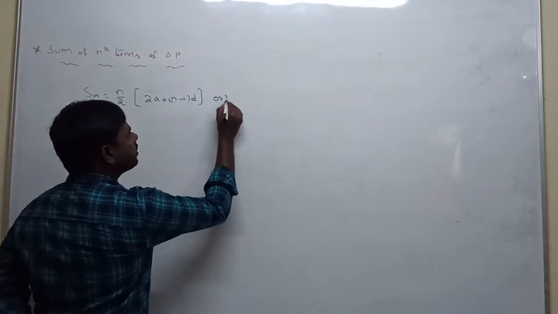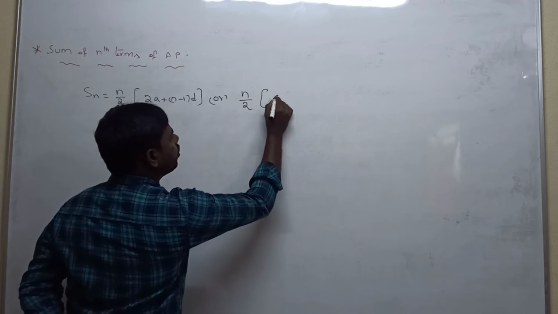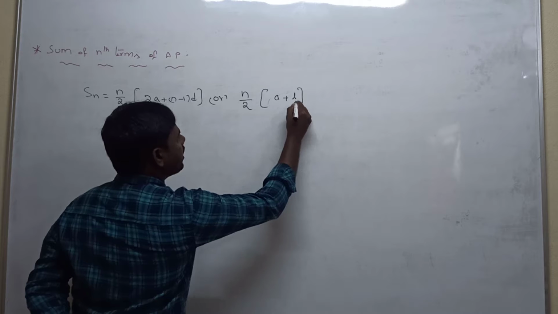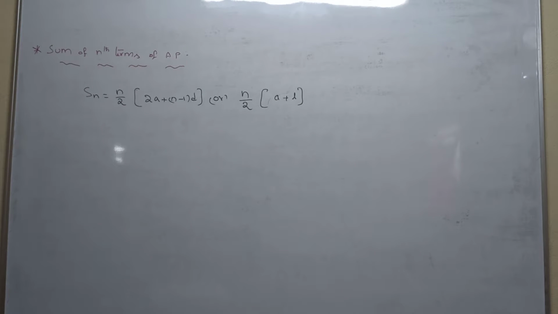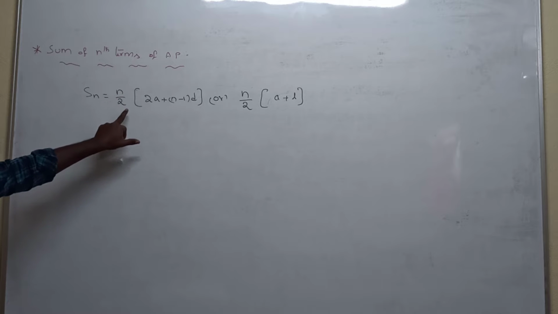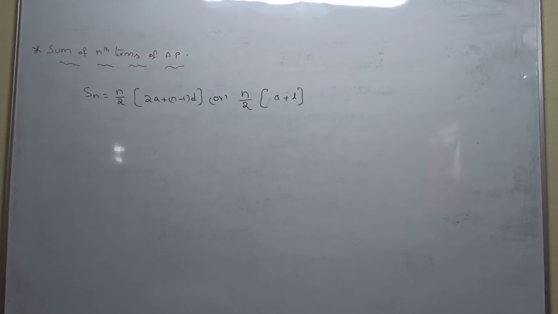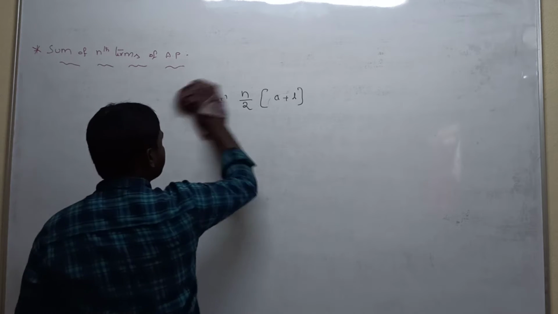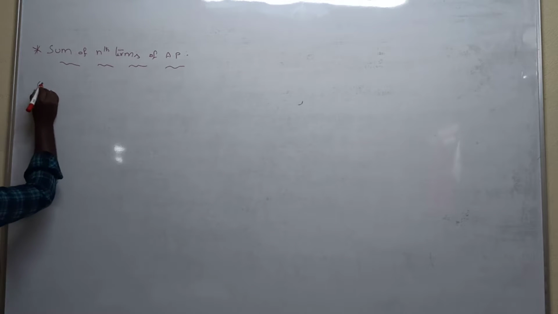Another formula is n by 2 into a plus l, where l is nothing but the last term. So the formula for the sum of n terms of the arithmetic progression is Sn is equal to n by 2 into 2a plus n minus 1 into d. Yesterday we discussed 6 questions. I will explain the last question once again.